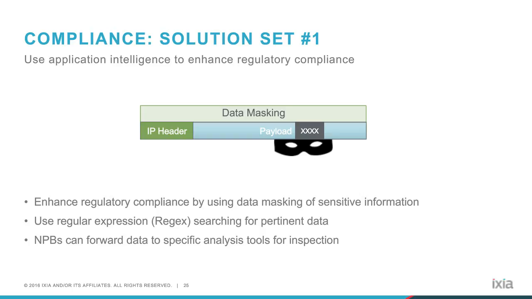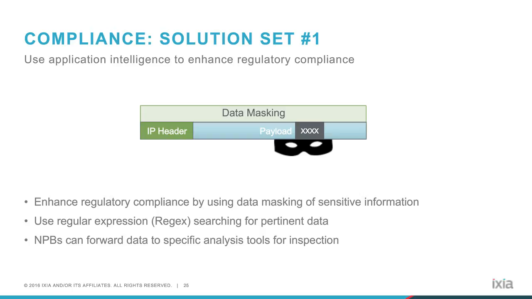For instance, regulations over the last several years typically demand personally identifiable data be secured, whether at rest, in motion, or in use. A common way to secure that data in a monitoring solution is to add masking of the data to protect it as it's passed downstream to the other tools. That's one of the top five most commonly used packet broker features, is data masking.